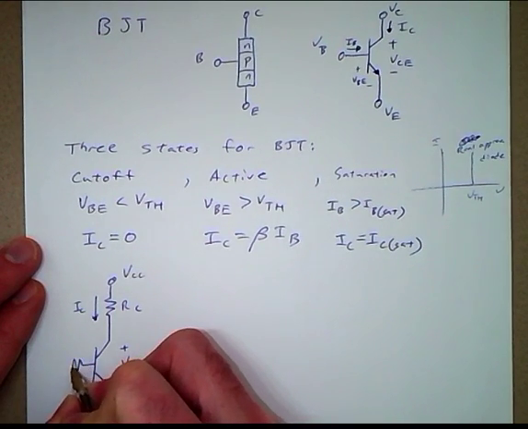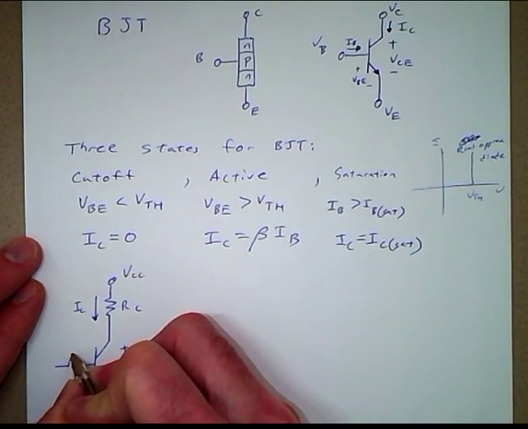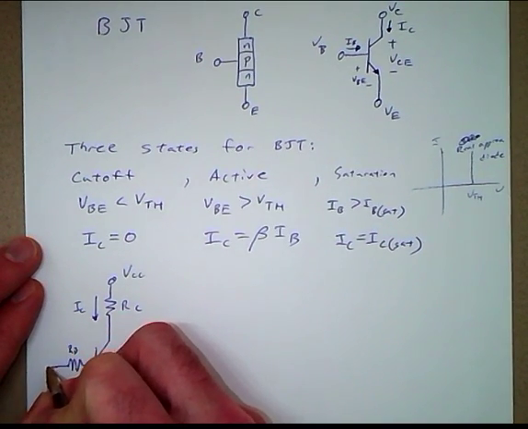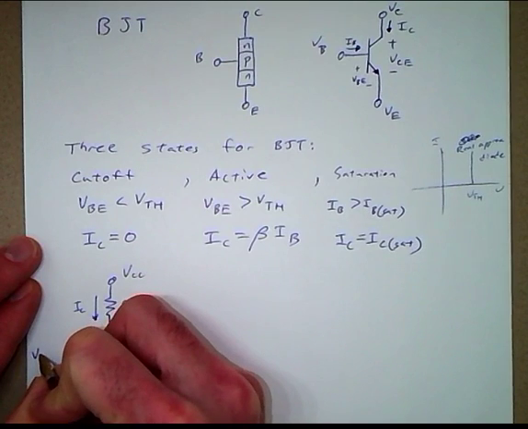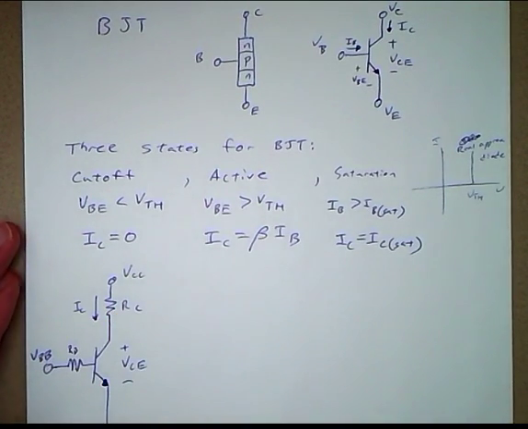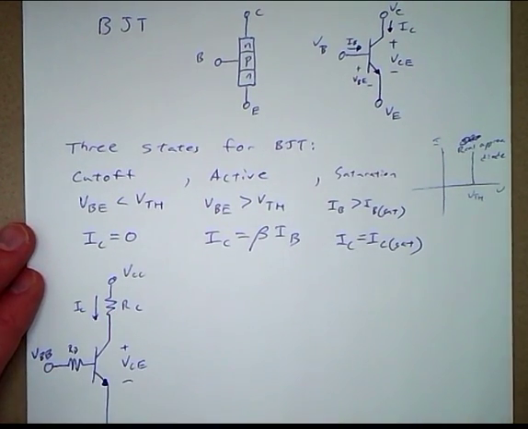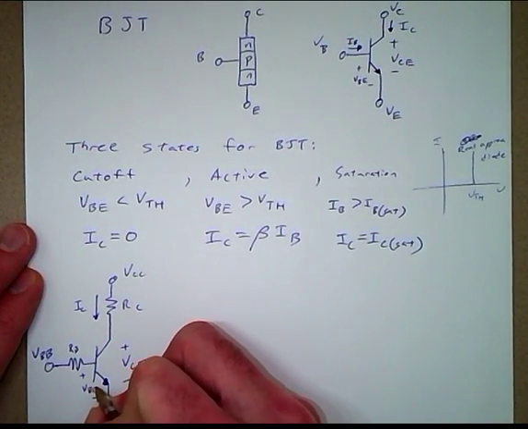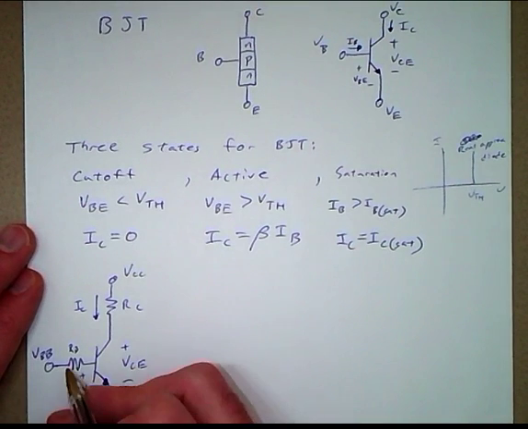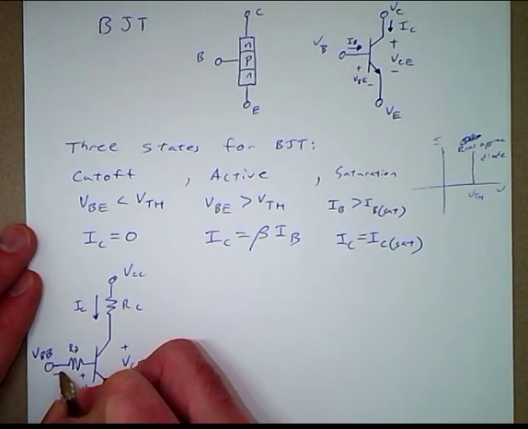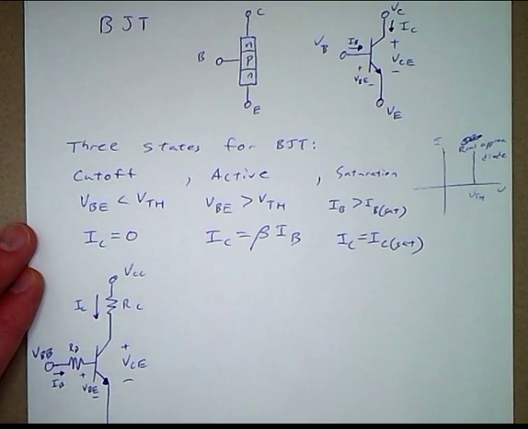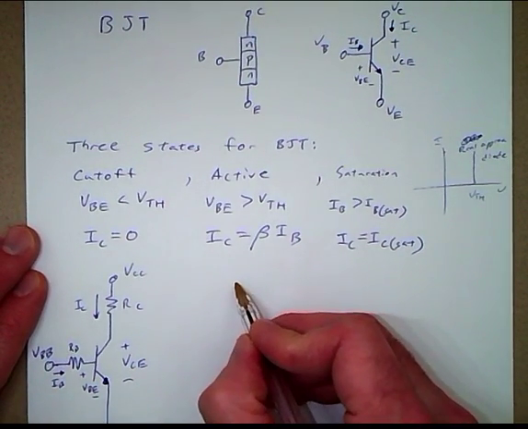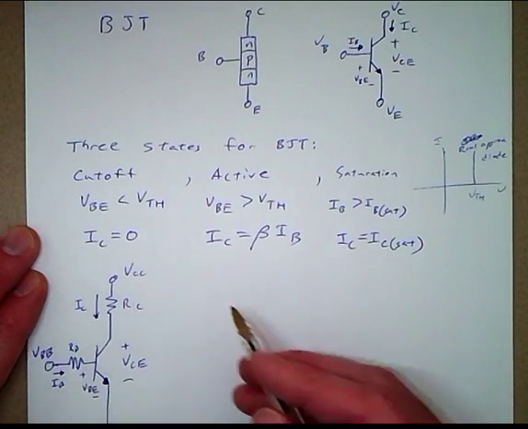And then we have an RB because our signal is VBB. So our input is the voltage here, VBB. And then that gives us a voltage between the base and the emitter, and current through the base, IB. Okay, so in this configuration, we're going to plot VCE versus IC.